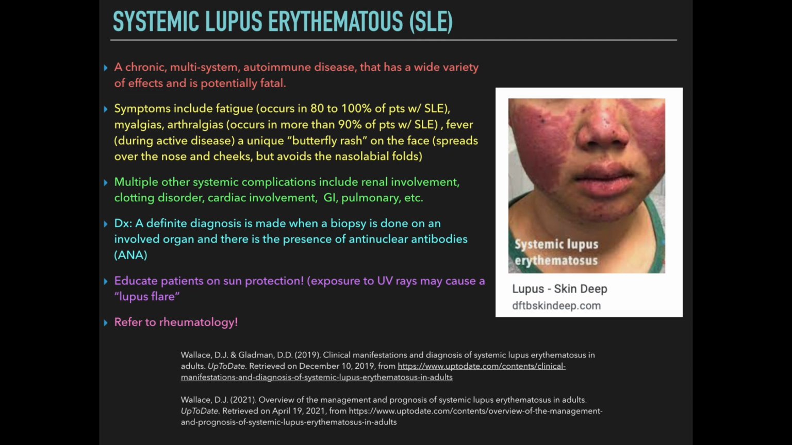So here we have lupus, or systemic lupus erythematosus, and this is a chronic multi-system autoimmune disease that has a wide variety of effects on basically every organ of the body, and it is potentially fatal. So symptoms include things like fatigue, myalgias, arthralgias, fever during active disease, and then a unique butterfly rash that appears on the face. It spreads over the nose and the cheeks, but it avoids those nasolabial folds.